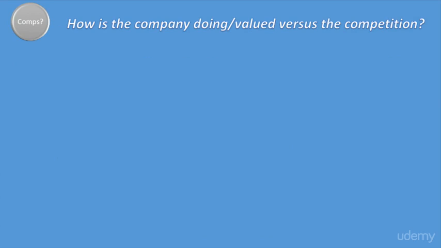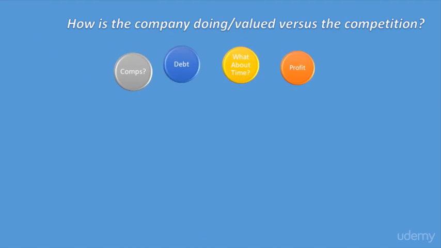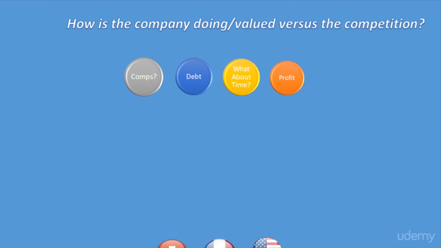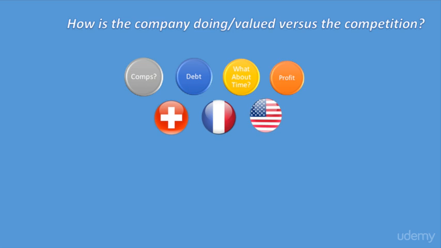Let's talk about comps. How's the company doing or valued versus the competition? It's tough to compare companies in different countries on all metrics. And we talked about this before. You can't just look at bottom line profitability. You kind of have to look at EBITDA because different countries have different tax rates and interest rates. But also, from an investing perspective, some companies trade at a premium in some countries for certain reasons, right?